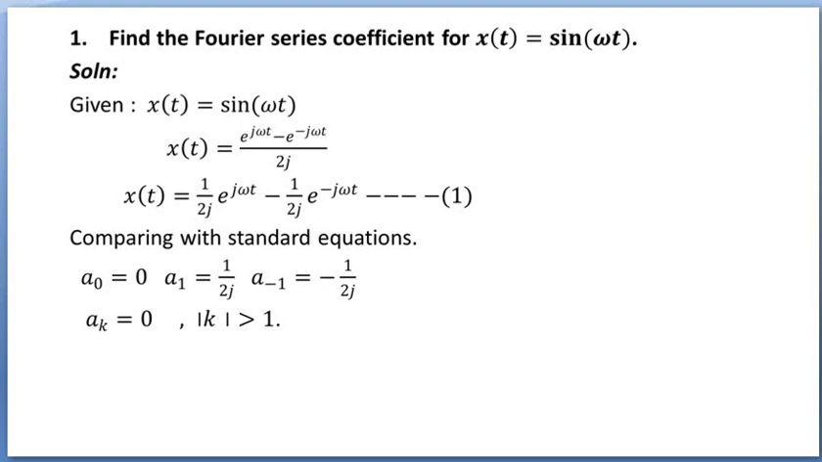If we substitute, a naught is equal to 0, because a naught corresponds to e power 0, that value is 1, and there is no such component here, so a naught is equal to 0. a1 is equal to 1 by 2j, then a suffix minus 1, where the n value is minus 1, has amplitude minus 1 by 2j. So a k is equal to 0, that means for the modulus of k greater than 1.